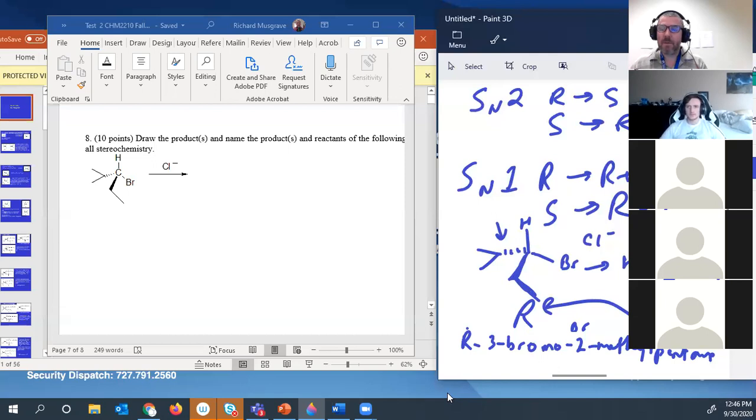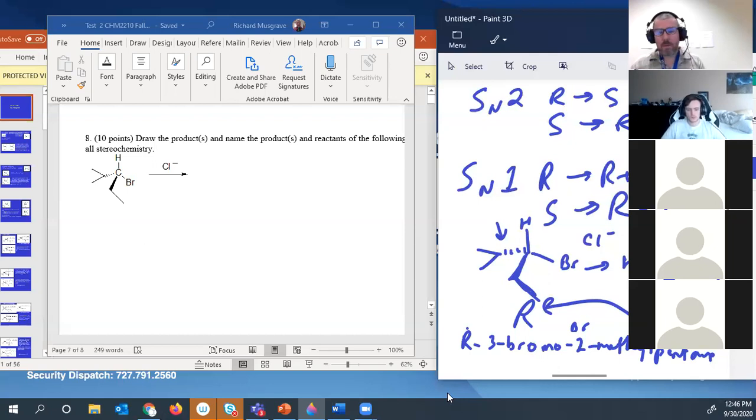Okay. And of course, the other piece of information is that by switching 2 groups, we always change the stereochemistry. It always reverses. All right, any other questions about that?